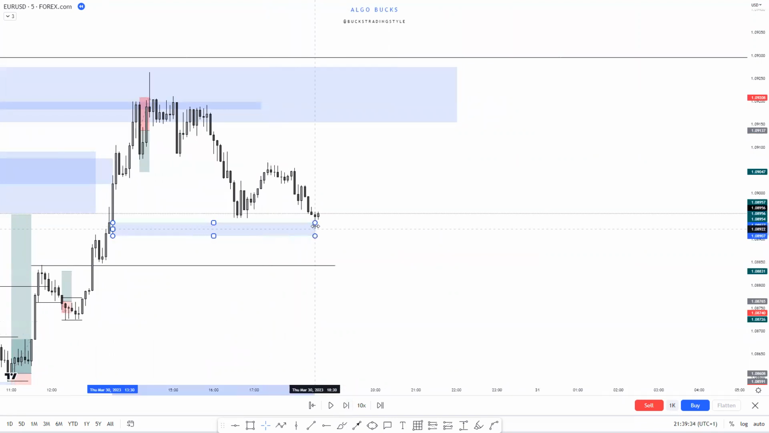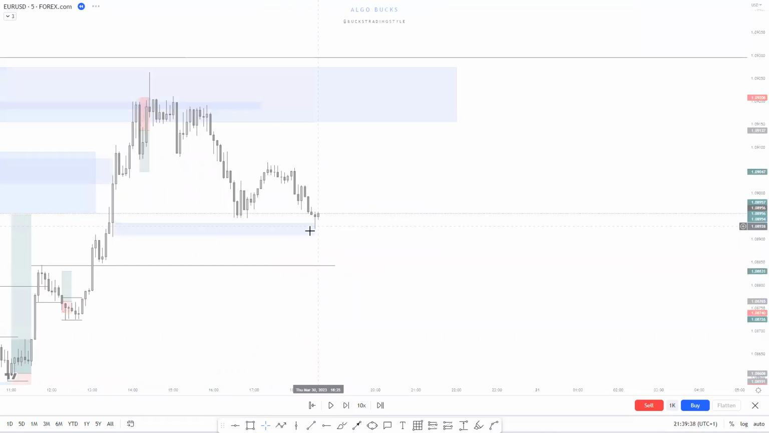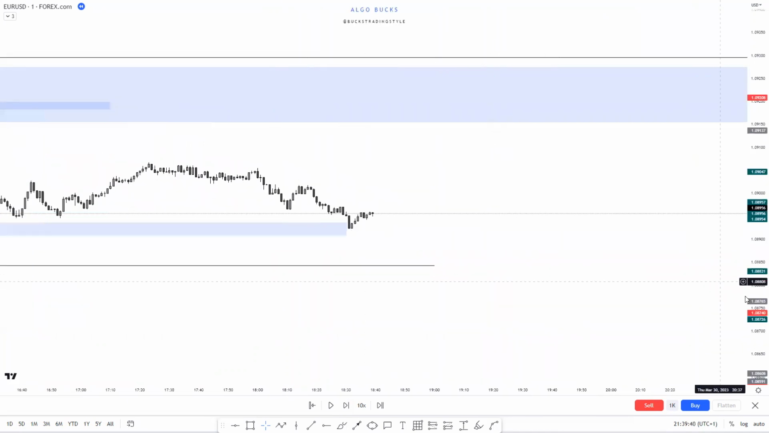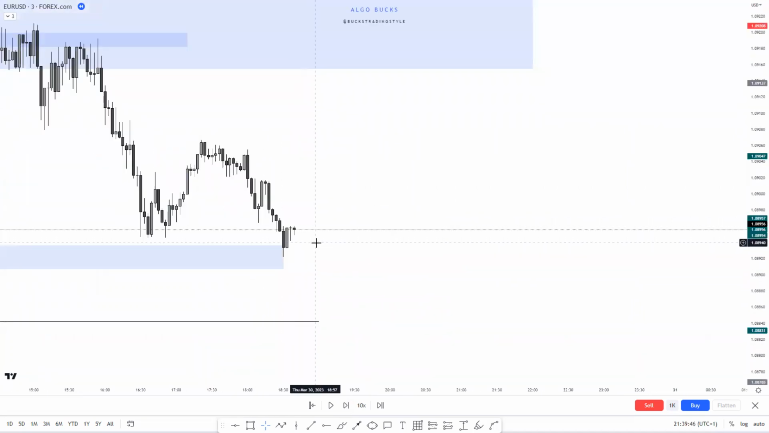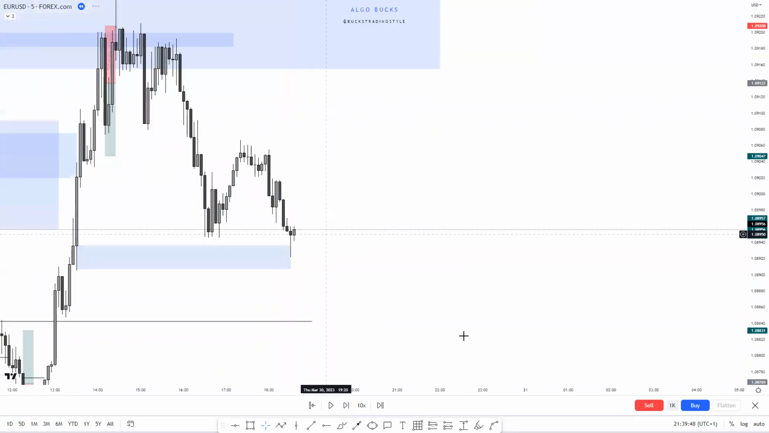Okay, right here, we got a mitigation. We are seeing a 5-minute rejection wick. On the M1 time frame, no reason to take any trade there. On the 3 minutes, nothing. But on the 5-minute time frame, I remember from the plan, the 5-minute time frame can also be considered. So we might be taking this buy right here to target this high based on the 5-minute rejection candle.